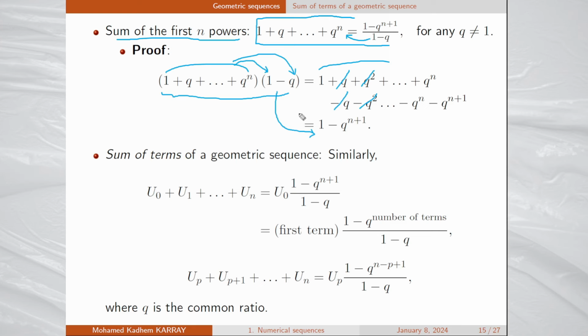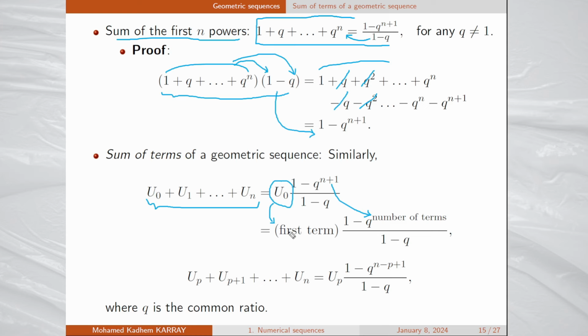Using this result, we may establish that for any geometric sequence, the sum u0 plus u1 plus ... plus un equals the first term u0 multiplied by 1 minus q to the power n plus 1, divided by 1 minus q. And we shall retain and remember this formula in the following form. We get the first term here multiplied by 1 minus q to the power number of terms, n plus 1 here is the number of terms in this example, divided by 1 minus q.